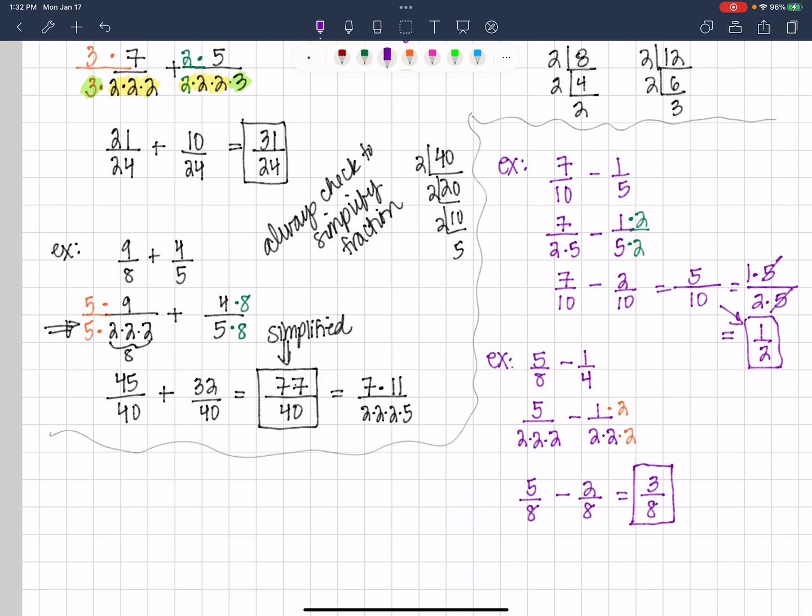So there's a nice little lesson on addition and subtraction of fractions. And that concludes our lesson of fraction notation.